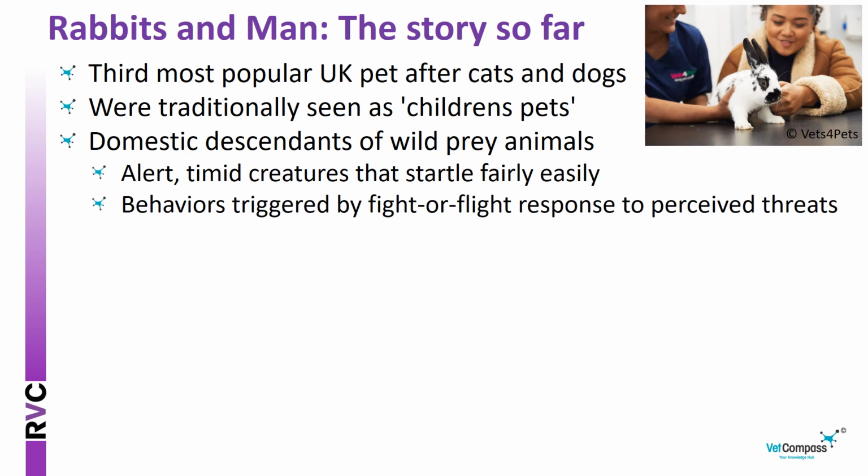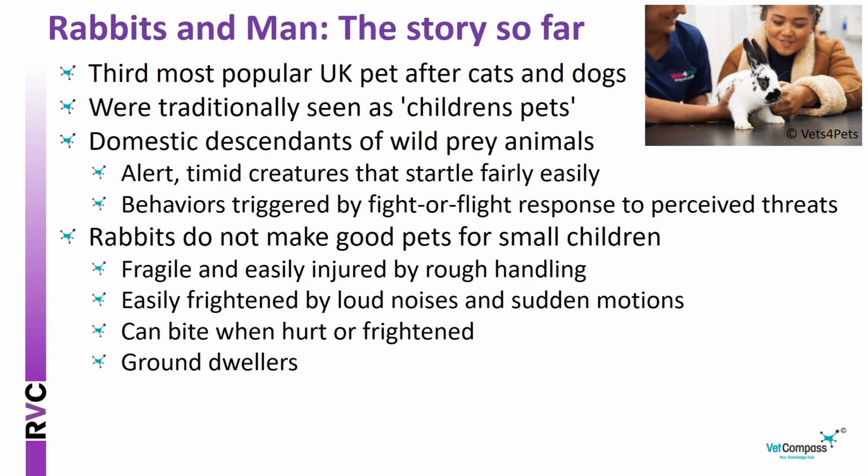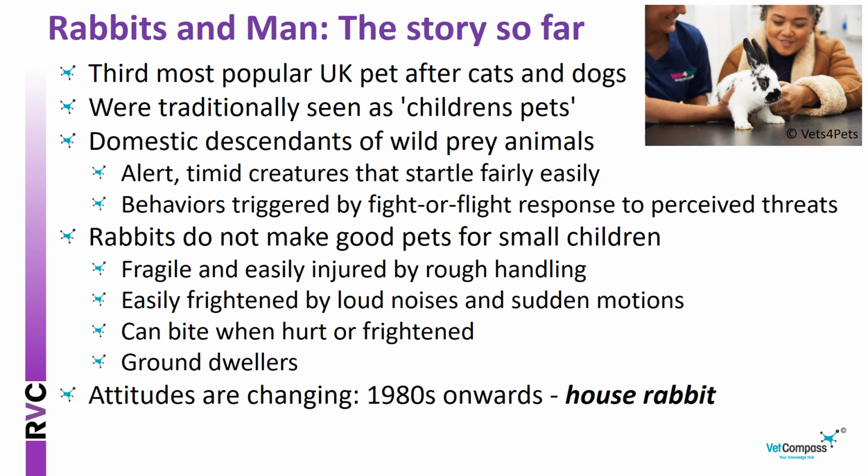The rabbit species is a prey animal. These are alert and timid creatures, and they're driven by survival needs, fight or flight. As a result, they do not really make good pets for small children. Rabbits are fragile, they're easily injured, they're easily frightened, they can bite, and they're ground dwellers, whereas children like to pick rabbits up and hold them at standing height. Attitudes are changing though, and over the last number of decades, rabbit ownership has moved towards being owned by adults, and the rabbits being kept as house rabbits rather than often as solo animals in hutches and gardens.